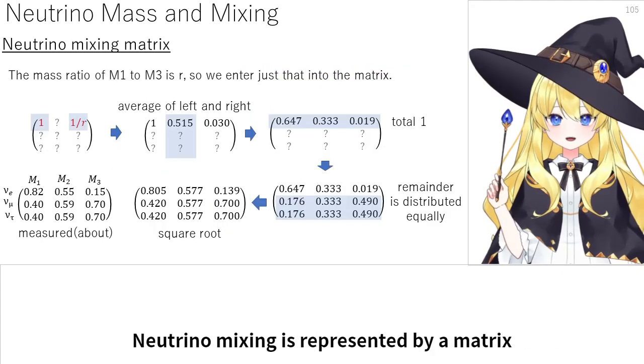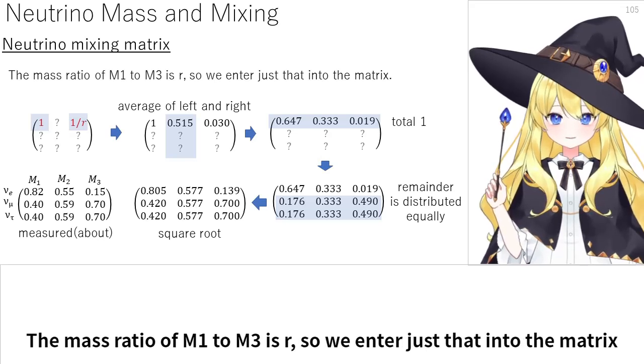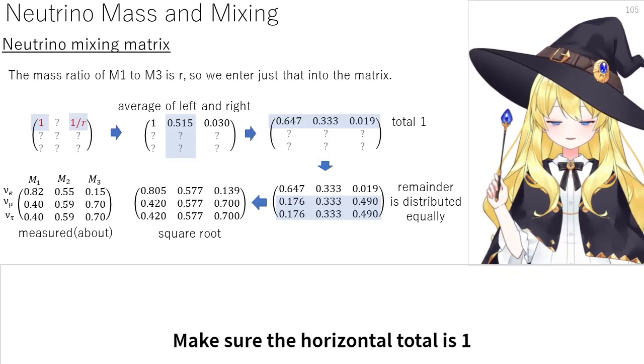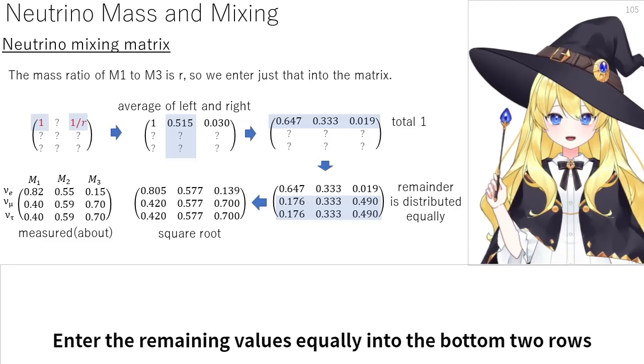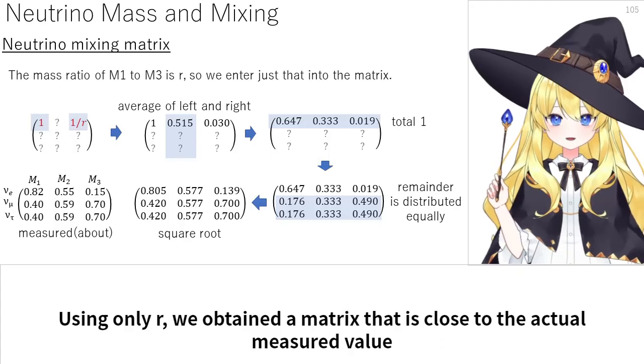Neutrino mixing is represented by a matrix. The mass ratio of m1 to m3 is r, so we enter just that into the matrix. In the middle column, enter the average value of the left and right columns. Make sure the horizontal total is 1. Enter the remaining values equally into the bottom 2 rows. Finally, take the square root. Using only r, we obtained a matrix that is close to the actual measured value.